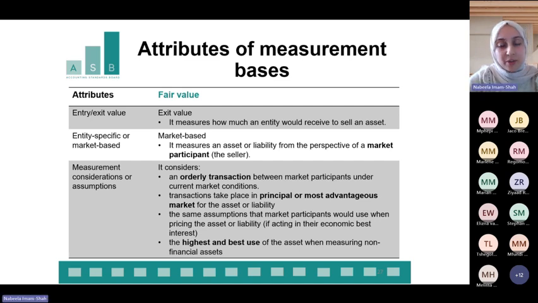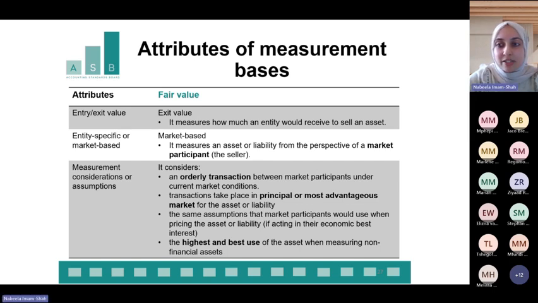Looking next at fair value. A fair value measurement assumes that the asset or liability is exchanged in an orderly transaction between market participants to sell the asset or transfer the liability at the measurement date under current market conditions. It is an exit value because it measures how much an entity would receive to sell an asset. It is market-based because it measures an asset or liability from the perspective of the market participant.